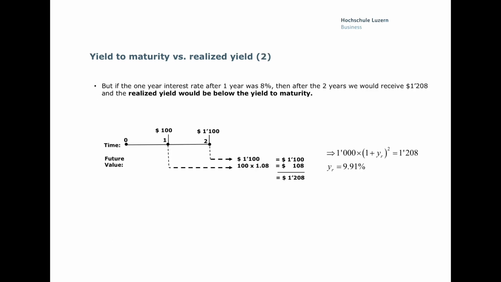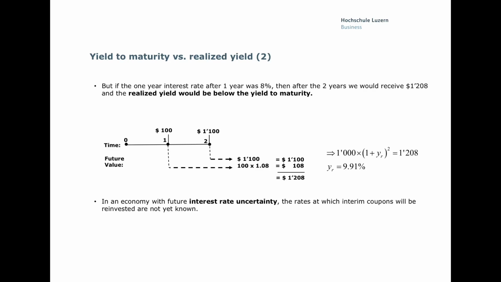On the previous slide, we've assumed that coupon payments can be reinvested at the yield to maturity. But now, let's assume that the 1-year interest rate after 1 year will drop to 8%. This means that after a 2-year period, we would receive only $1,208, and the realized yield would be below the yield to maturity.